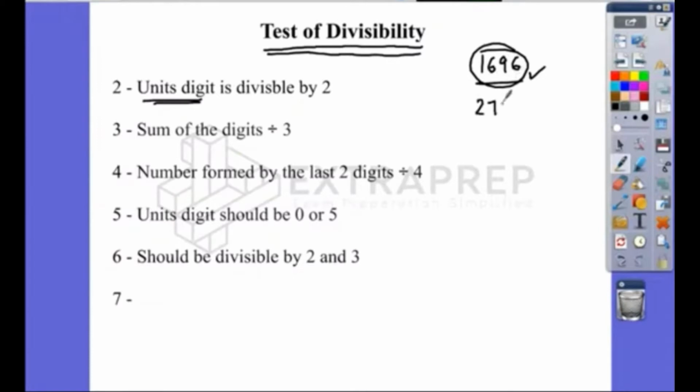For example, let's take one more. 2735. Is this divisible by 2? No, right? Because the last digit is 5. 5 is not divisible by 2. So 2735 is not divisible by 2. That's the rule for 2.